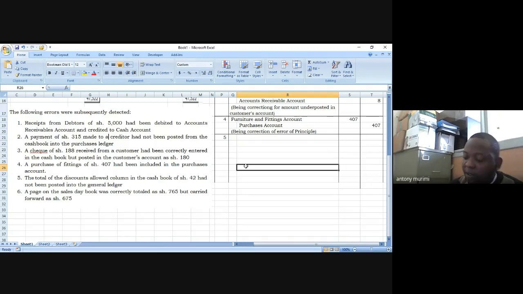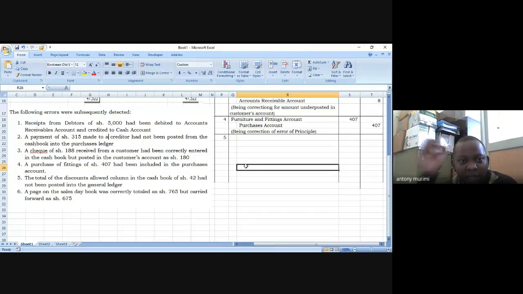So we are not told of what happened to the sales ledger. Sorry, not the purchases, but the sales ledger. So we assume that the sales ledger is okay. The problem here is in the discount allowed account, which is in the general ledger. So this error affects the trial balance because the entry was made properly in the sales ledger, but was not made in the general ledger.